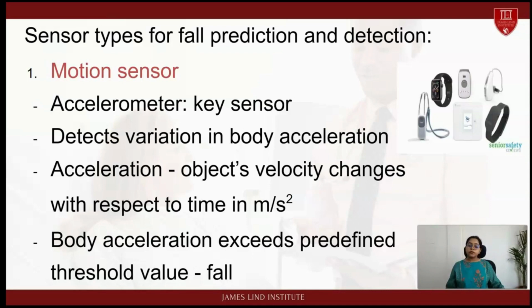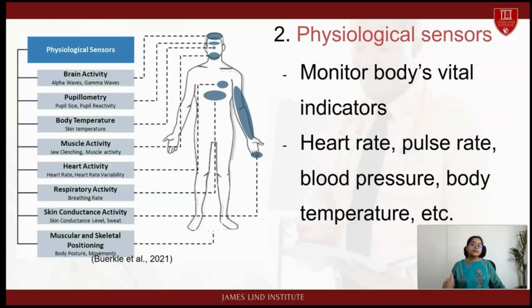Then we have physiological sensors, which are another type of sensor. These physiological sensors monitor the physiological or vital indicators of the patient, such as heart rate, pulse rate, respiratory rate, etc. They can be placed at different parts of the patient's body and help to monitor the vital signs of any patient.